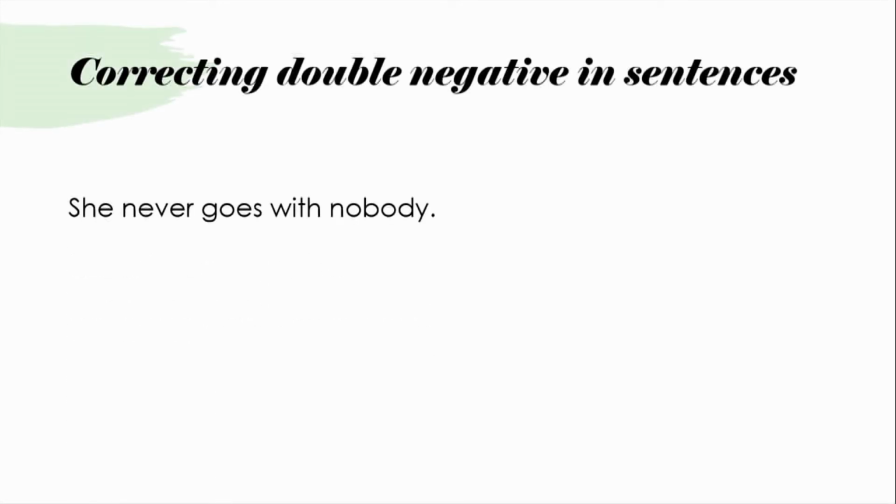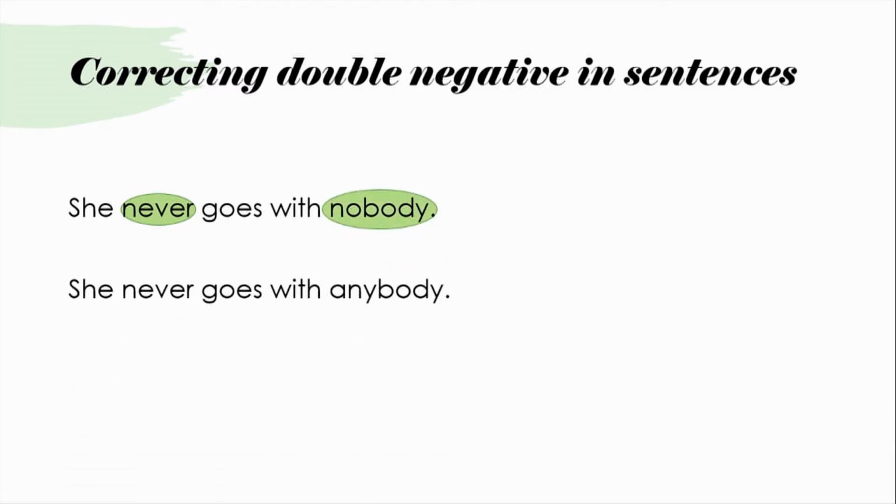She never goes with nobody. And we know the negative words there. Never and nobody. So which word did we change? And look at how the sentence is different now. She never goes with anybody. So we change nobody to anybody. And now the sentence is grammatically correct.